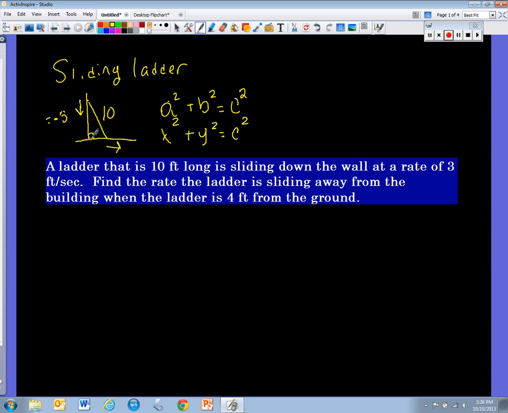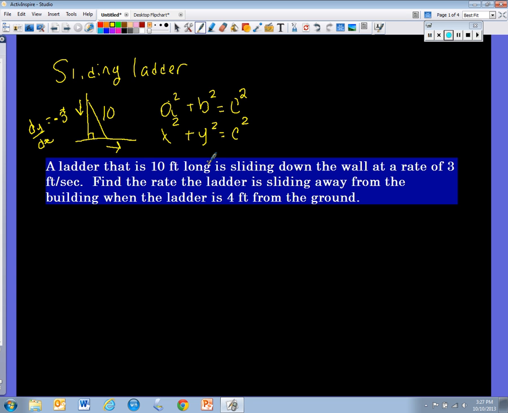Okay, so if I think of this as my x and this is my y, and those are the legs of my triangle, then I would actually call this my dy over dt. We're doing everything with respect to time. So my dy over dt is a negative 3, okay? And that's how we're going down the wall. What else can we label? Find the rate of the ladder sliding away. Okay, so that's the only thing that we know that's constant at this moment in time. This is the what are we trying to find, so we don't need to plug that in yet, okay?